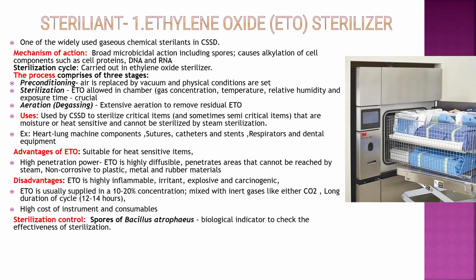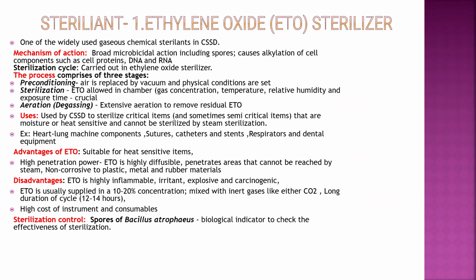The uses: used by CSSD to sterilize critical items, sometimes semi-critical items that are moisture or heat sensitive and cannot be sterilized by steam sterilization. So examples: heart lung machine components, sutures, catheters, stents, respirators and dental equipment. Advantages: suitable for the heat sensitive items. It has high penetration power, highly diffusible, penetrates areas that cannot be reached by the steam, non-corrosive to plastic, metal and rubber material. Disadvantages: highly inflammable, irritant, explosive and carcinogenic.